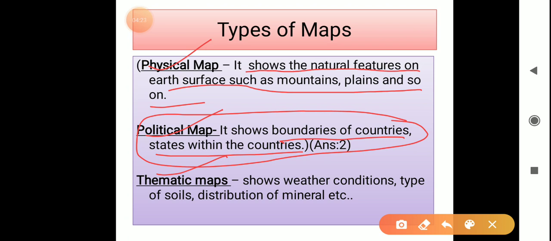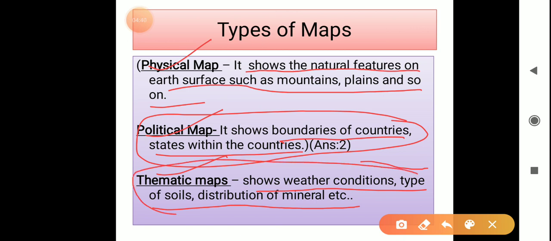Next one is thematic maps. Thematic maps show weather conditions, types of soil, types of vegetation and distribution of minerals. A map which is based on a theme or a topic is called a thematic map.